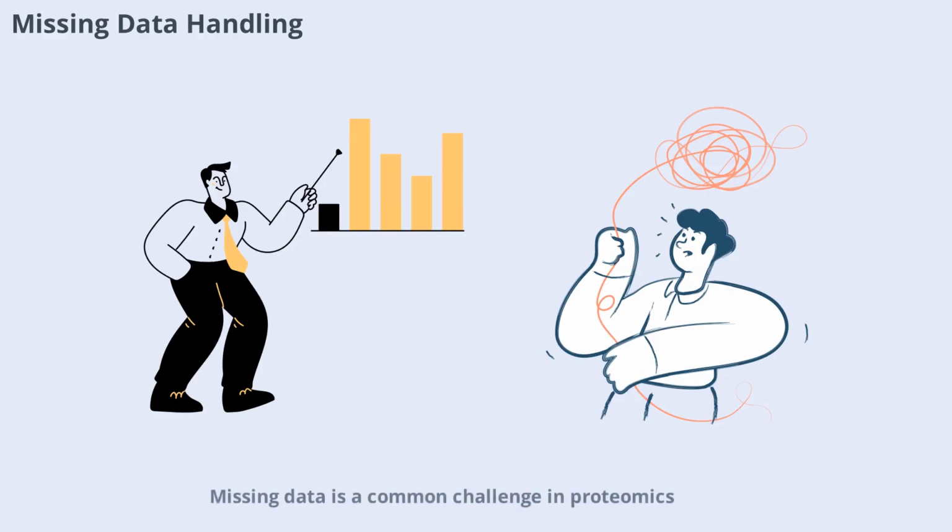Missing data is a common challenge in proteomics, often resulting from low abundance proteins or technical limitations. Handling missing data appropriately is important for accurate analysis. Strategies include imputation, where missing values are estimated based on observed data, and filtering, where incomplete data points are removed. The choice of method depends on the extent and pattern of missingness. Proper handling ensures that results are not biased or misleading.